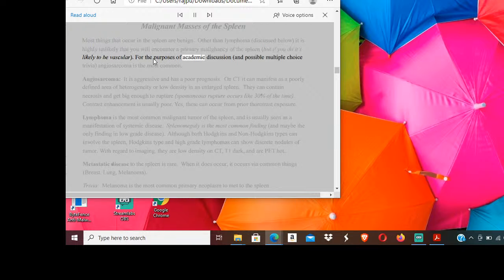For the purposes of academic discussion and possible multiple-choice trivia, angiosarcoma is the most common. Angiosarcoma is aggressive and has a poor prognosis. On CT it can manifest as a poorly defined area of heterogeneity, or low density, in an enlarged spleen. They can contain necrosis and get big enough to rupture. Spontaneous rupture occurs like 30% of the time. Contrast enhancement is usually poor. Yes, these can occur from prior thorotrast exposure.